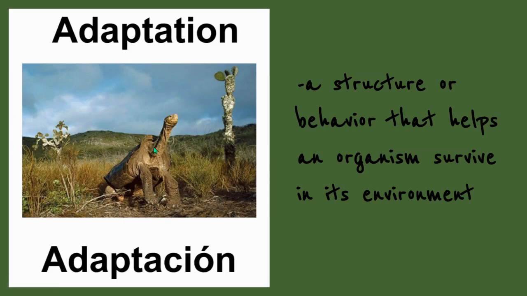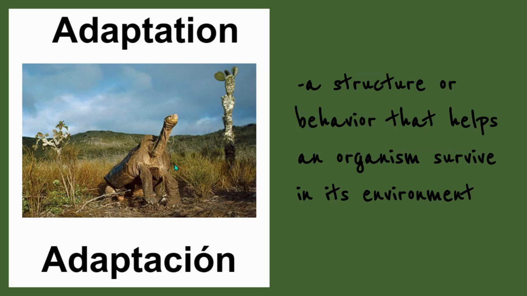This reptile has a hard shell to protect it from other animals and other dangers in its environment. This cactus also has adaptations. It is covered in tiny little needles to protect it from animals eating it. The shell and these spikes are structure adaptations, but there are also behavior adaptations that help an organism survive.